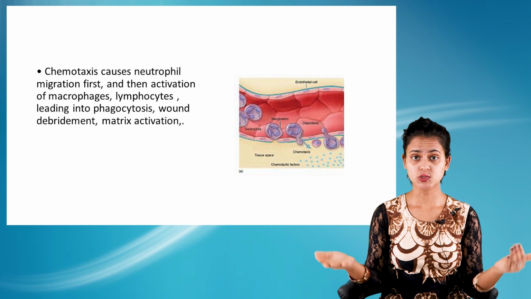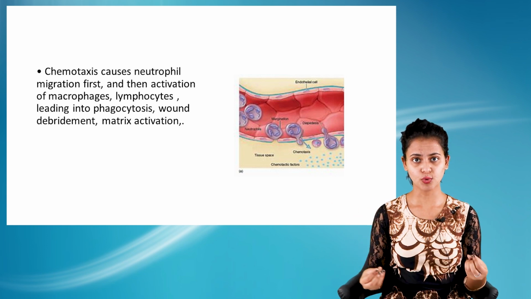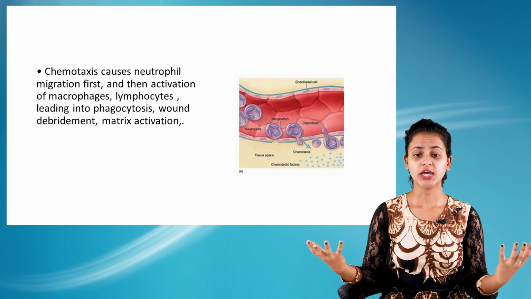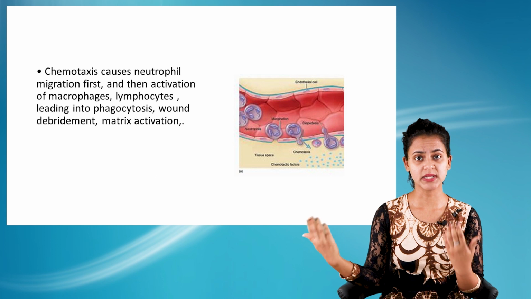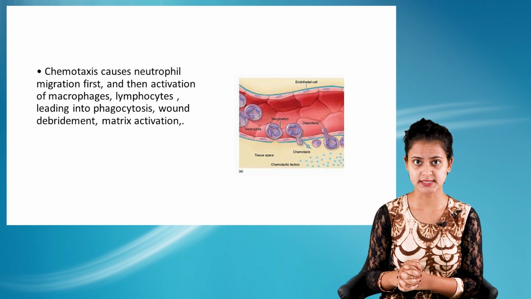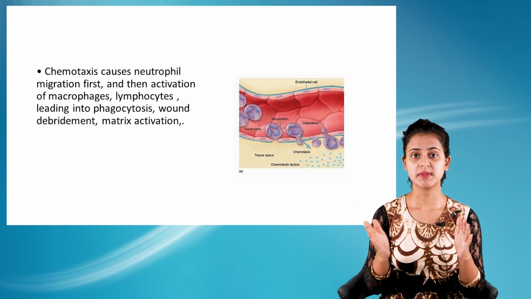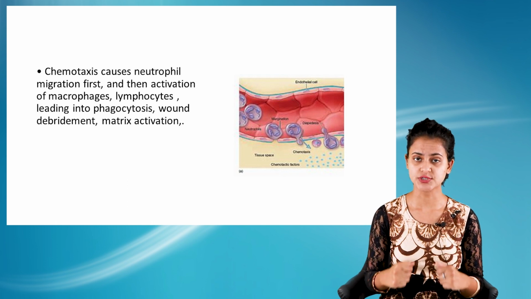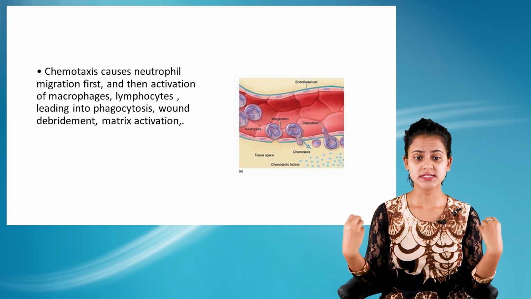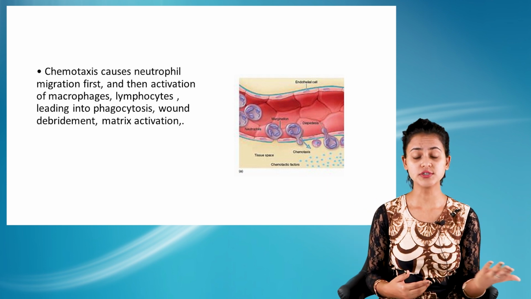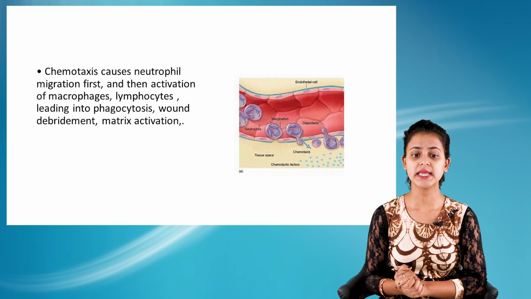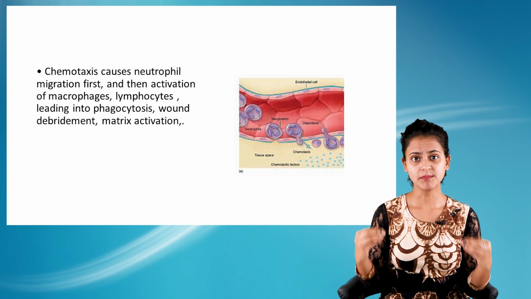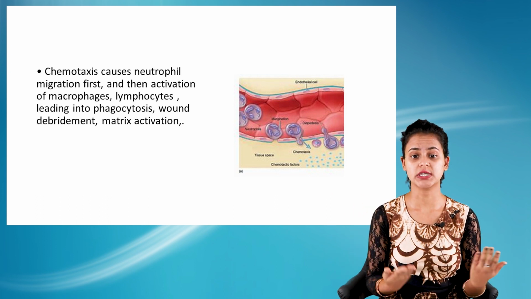Now, chemotaxis also has a very major role in the management of wound healing, which causes neutrophil migration from the blood circulation towards the tissue spaces. It also activates the macrophages and the lymphocytes, which ultimately leads to excessive phagocytosis in the wounded area, phagocytosis for wound debridement, as well as the matrix activation and formation, which will completely start in this phase because of the chemotaxis.